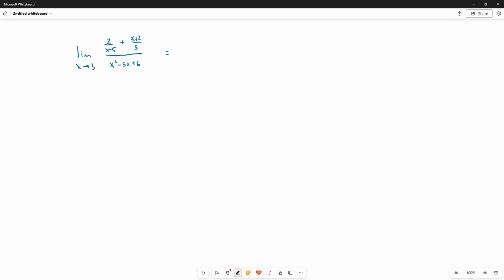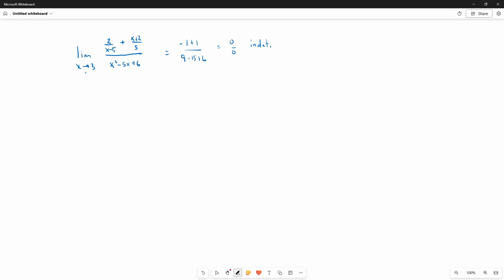If we do that, we get negative 1 plus 1 in the numerator, and we get 9 minus 15 plus 6 in the denominator. And that's 0 over 0, the indeterminate form. Well, one of the indeterminate forms.